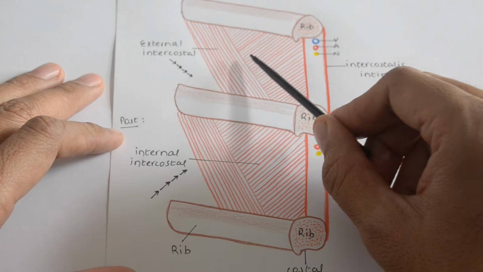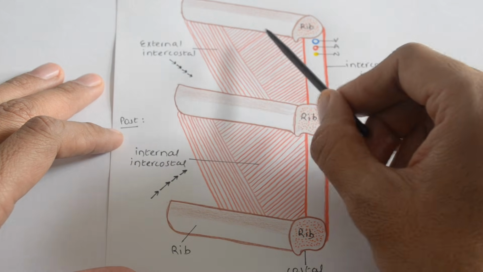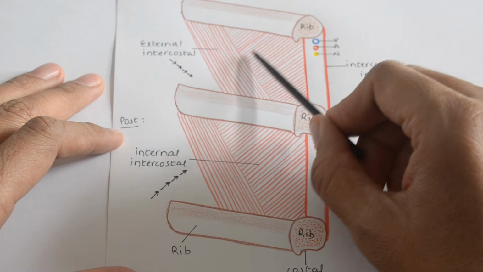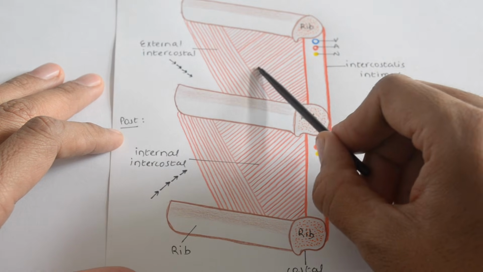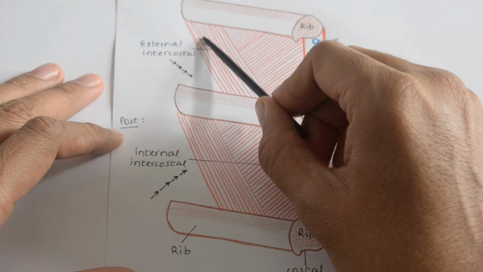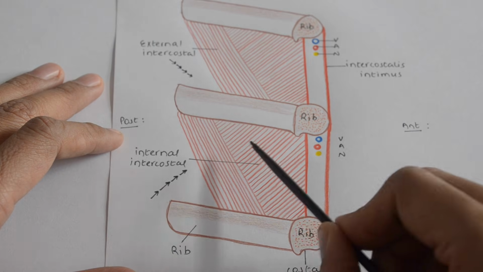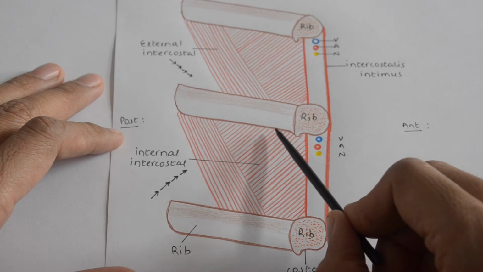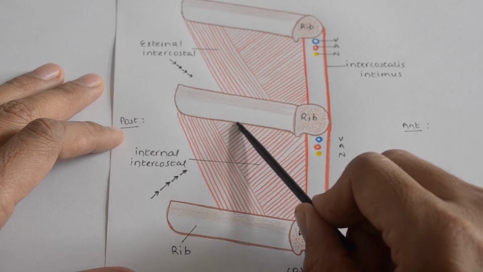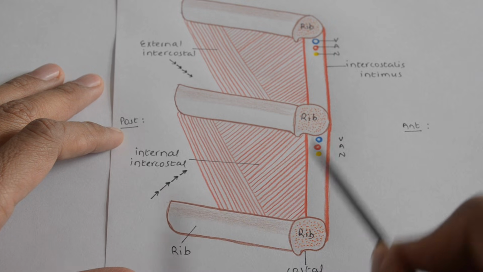Now next to it will be the internal intercostal muscle, and the fibers are oriented at right angle to the direction of fibers of the external intercostal. So the internal intercostal fibers are directed upward, forward and medially, just at right angle to the direction of fibers of the external intercostal. This is how they are directed, upward, forward and medially, and they are connected above to the floor of the costal groove and below to the inner lip of the upper border.